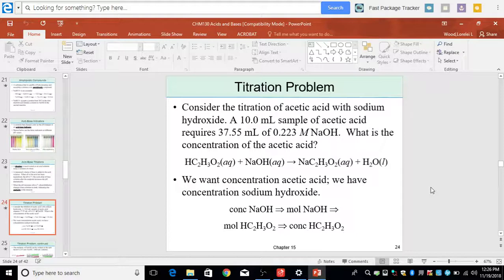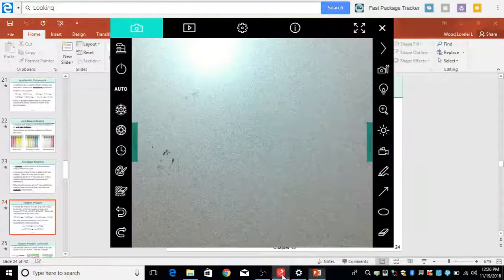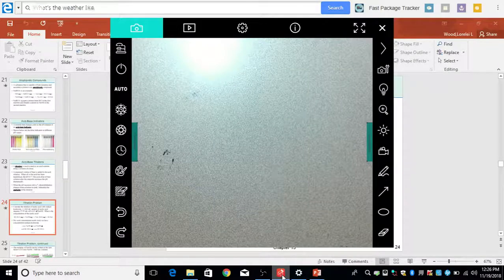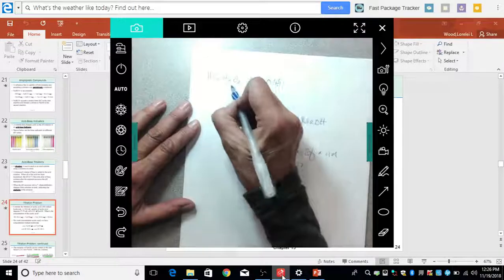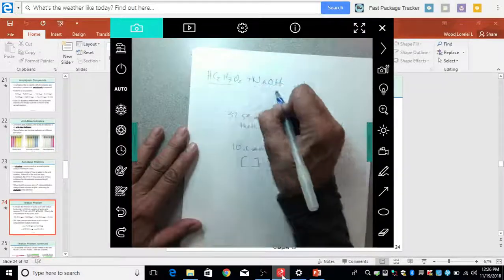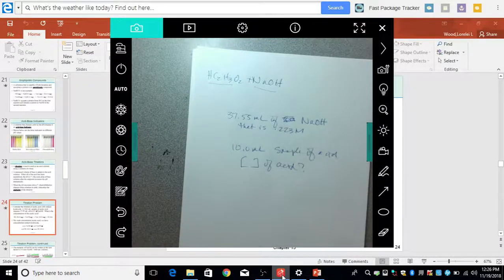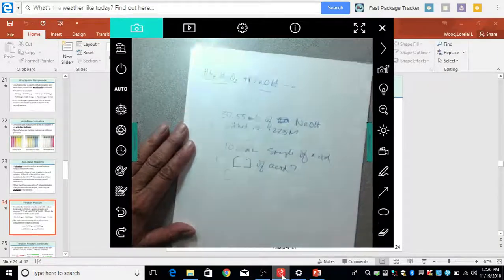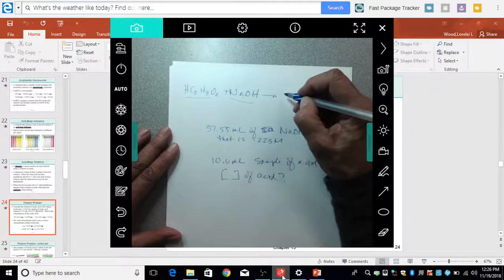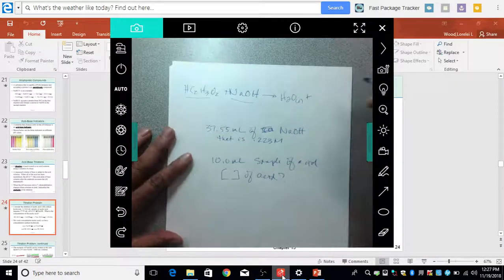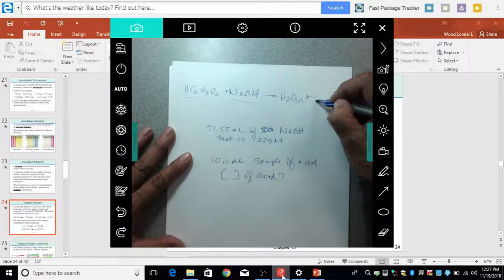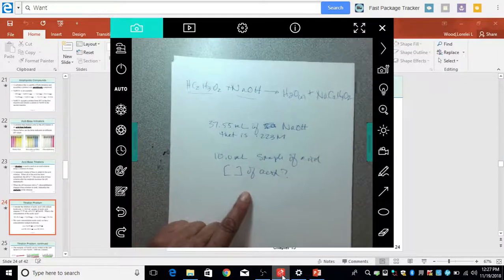Alright, so if we look at this problem, I just took some quick notes down so that we could do the problem. This is very much like the calculation that you did last week in lab, right? We had acetic acid, which is vinegar. You titrate it with sodium hydroxide. This is the exact reaction, right? Now what did you get when you put these things together? Good old H2O, and what else? And the sodium acetate.